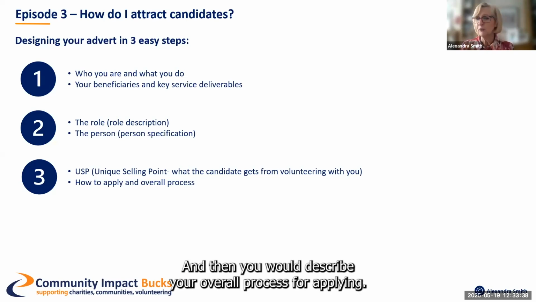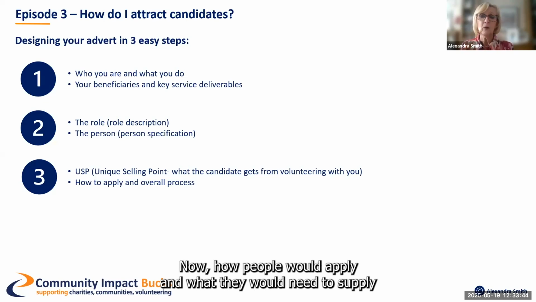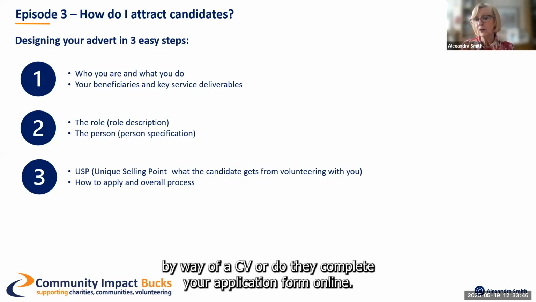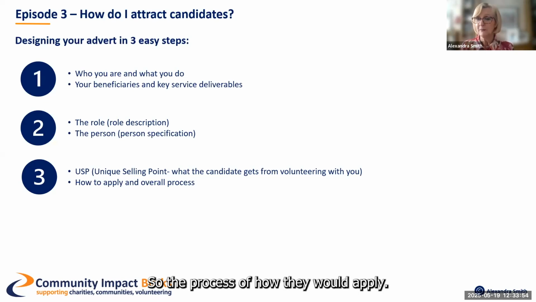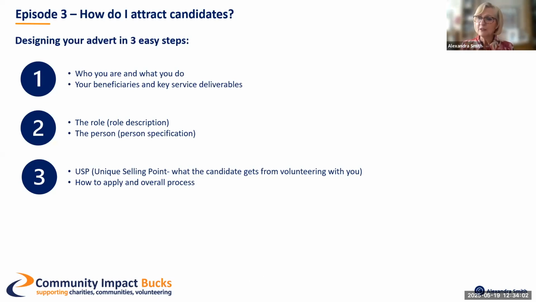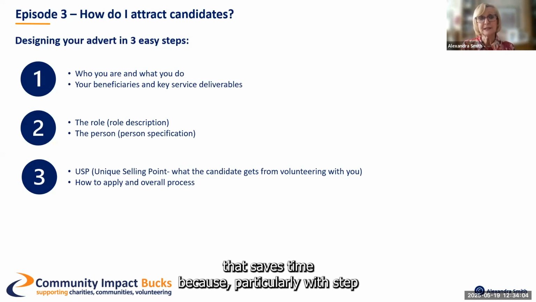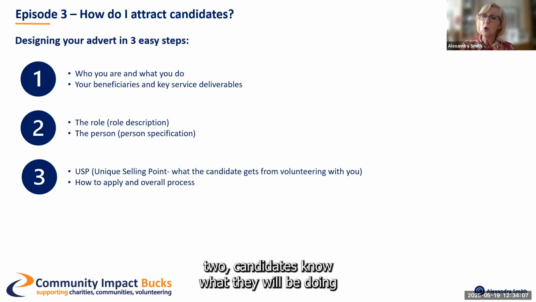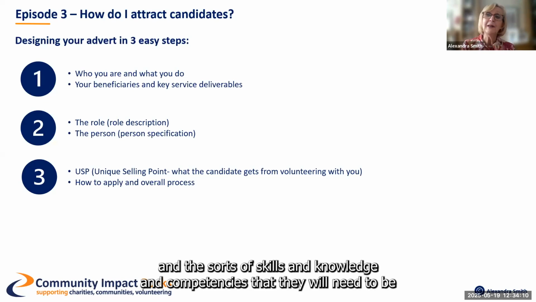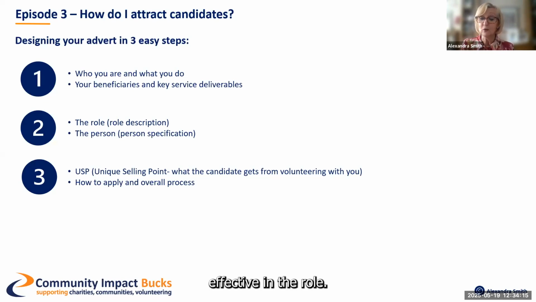And then you would describe your overall process for applying, you know, how people would apply, what they would need to supply by way of a CV, or do they complete your application form online? So the process of how they would apply. So these 3 steps ensure that you have a really robust, fit for purpose advert that saves time, because particularly with step 2, candidates know what they will be doing and the sorts of skills and knowledge and competencies that they will need to be effective in the role.